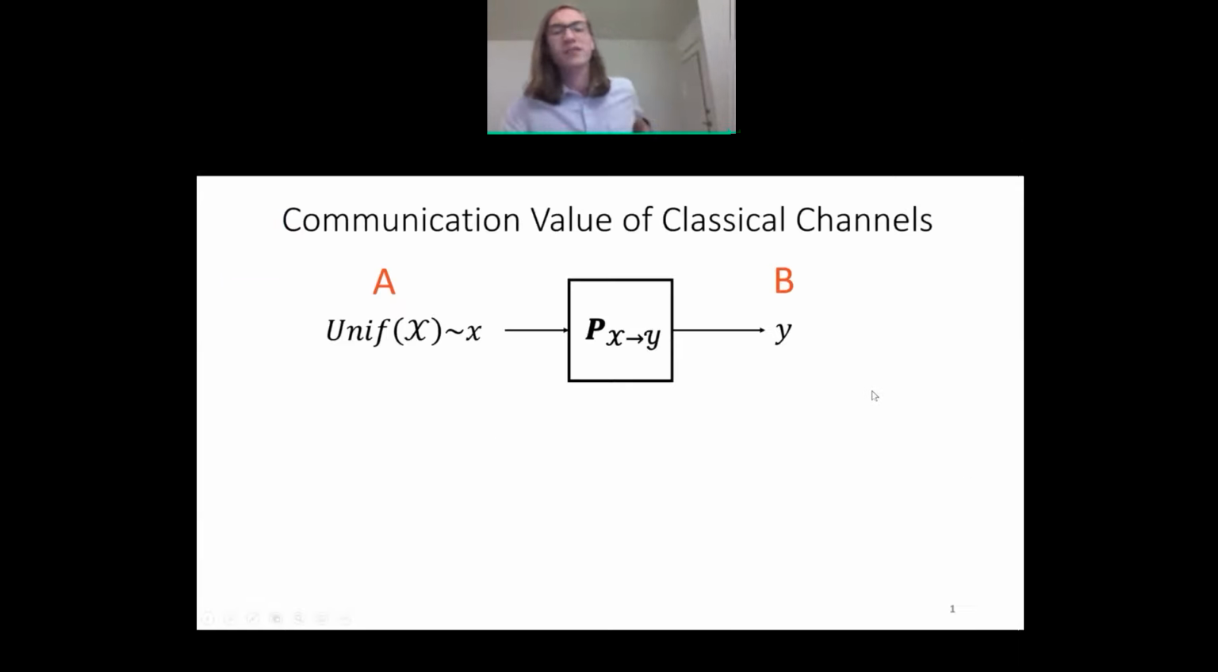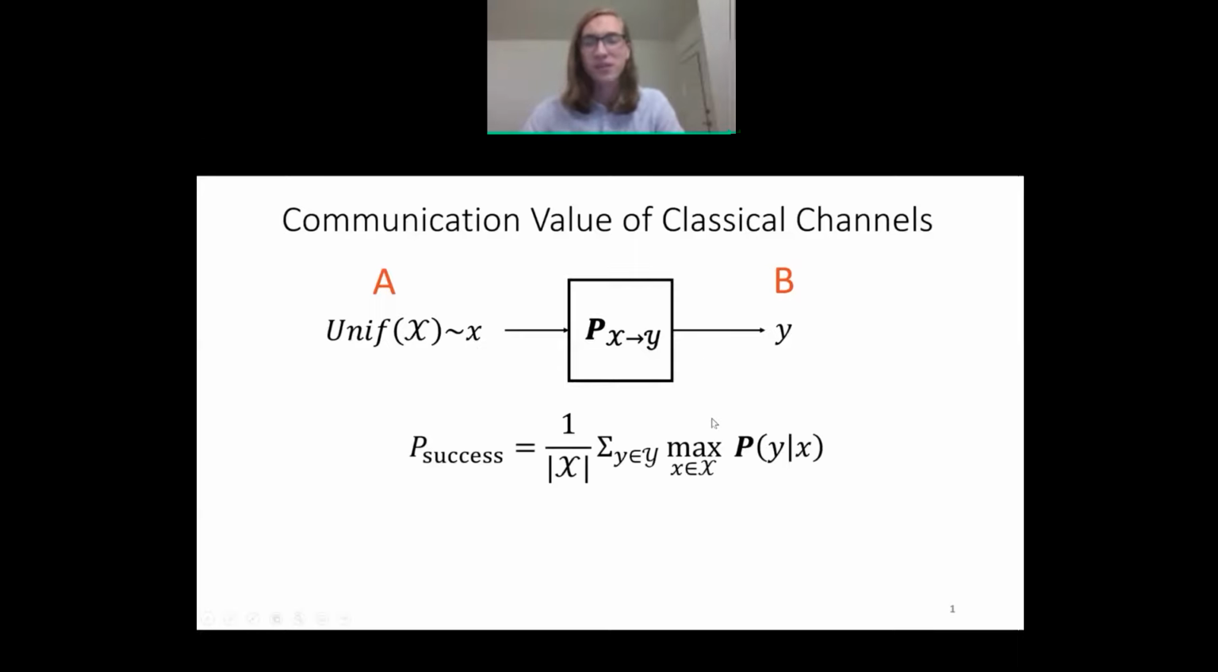So we can consider the following simple setup. Alice and Bob share some classical channel with input space X to output space Y, and Alice would like to send messages over it, but the messages she's going to send are equiprobable. Bob would like to decode these messages, and in this simple scenario, we know that the best thing he can do is maximum likelihood decoding. So he looks at what output he gets, and then he just says what's the most probable input that would lead to this, and he picks that, and then the probability of success normalizes over the input space.